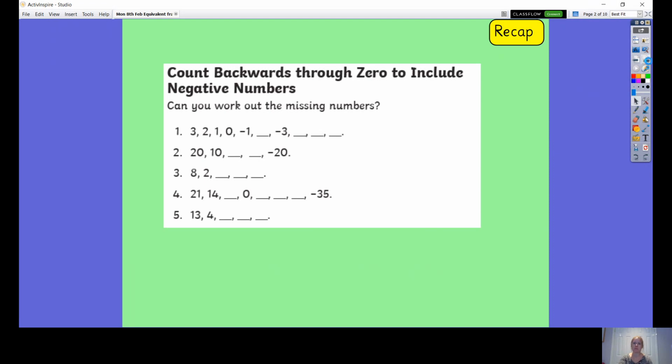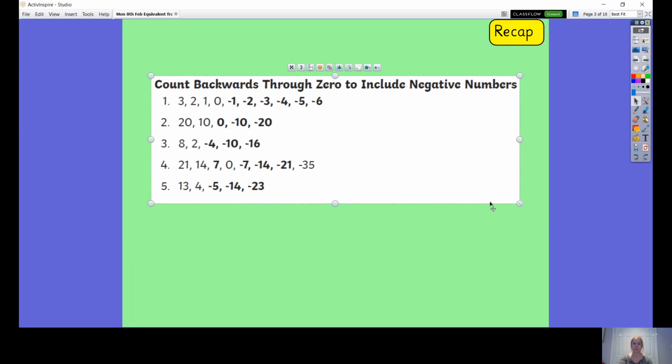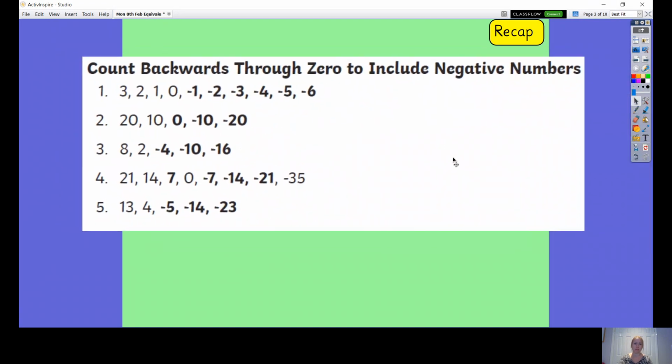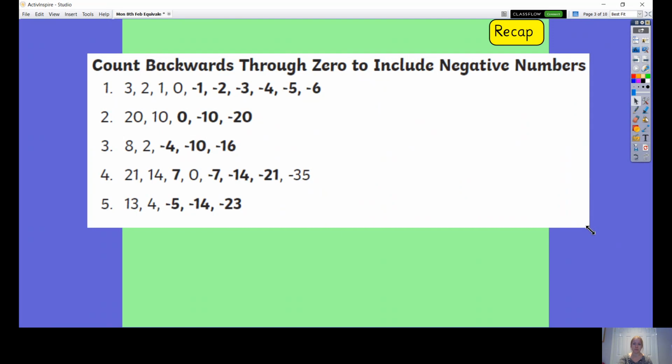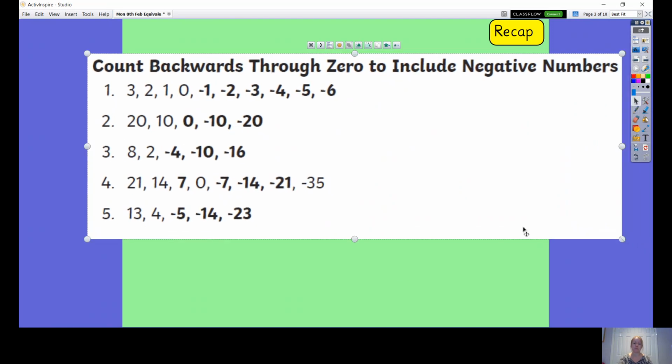Okay, I'm just going to move on to the answers, which are there. It's a little bit bigger for you, because I know some of you are looking on really teensy screens. There we go. Okay, have a little check of those. Just look at the first one together, and then you can look at the rest yourselves. So 3, 2, 1, 0, and then we go into minus numbers, into negative numbers. -1, -2, -3, -4, -5, -6.